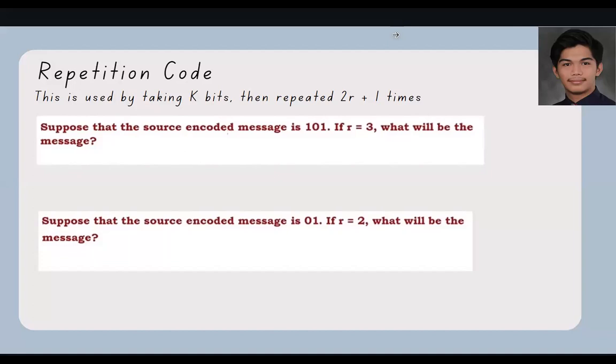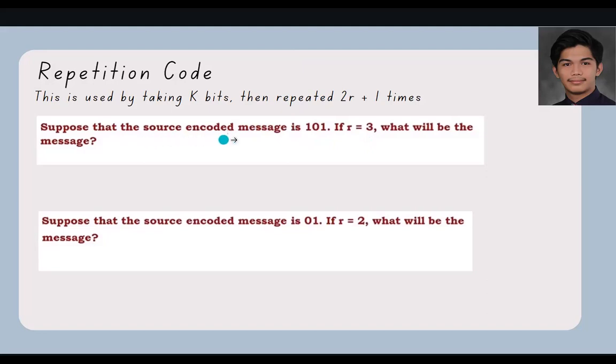In this video, we are going to continue with other error correcting codes and how they are used by solving the given problems. Aside from the parity check method, the repetition code is also one of the basic error correcting codes, used to repeat a bit several times. When a bit is to be transmitted, it is instead transmitted multiple times and compared to see if there are any errors detected and to be corrected. This is used by taking k bits, then repeating it 2r plus 1 times, where r is a positive fixed integer. Now let's move on to answer the first example.